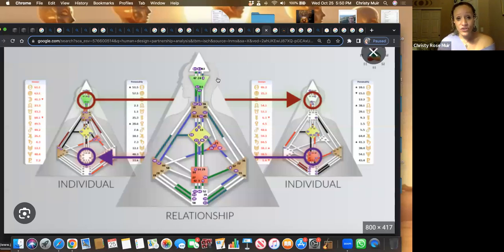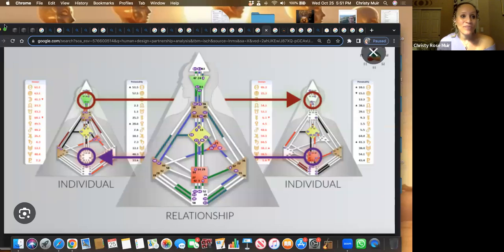They can only be understood and accepted and related to with awareness. And that awareness can engender compassion. But human design can show us the various configurations, the strengths, the challenges of any partnership between two people. It's a really beautiful thing.